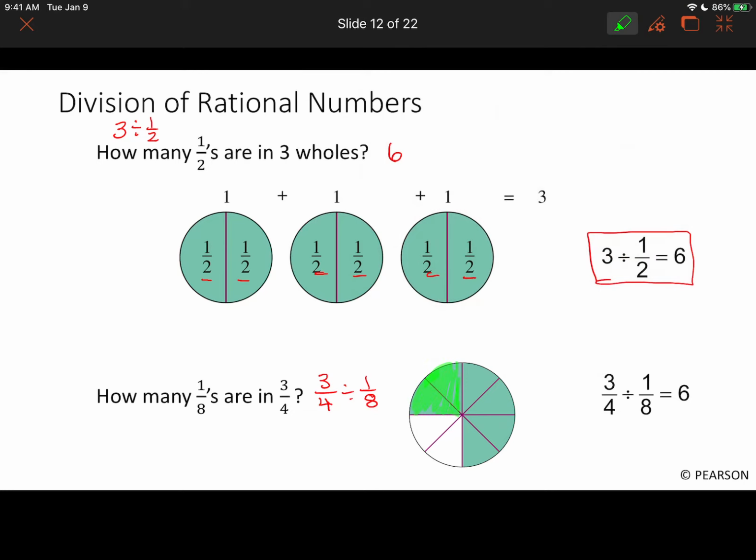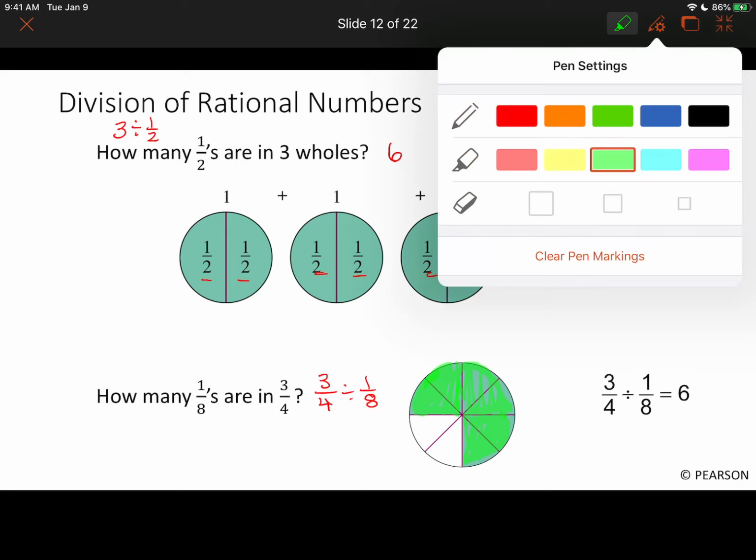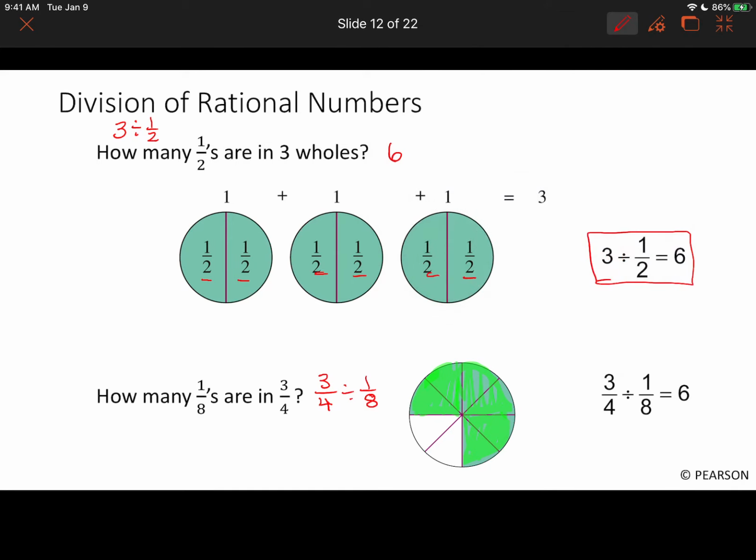That was 1, 2, 3 fourths, right? And then I cut those fourths into eighths. I want to know how many 1/8s are in there, and we just count. 1, 2, 3, 4, 5, 6. So 3/4 divided by 1/8 is again 6.